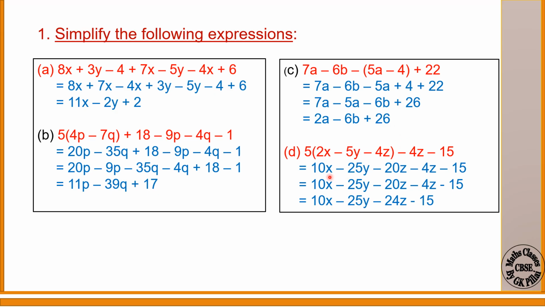Another one: 5 into 2x minus 5y minus 4z, minus 4z minus 15. When you do it like this, it will be 10x minus 25y. You have to multiply all three terms by 5: minus 25y minus 20z. And once again these two terms. When you combine the like terms and simplify, it will be 10x minus 25y minus 24z minus 15.